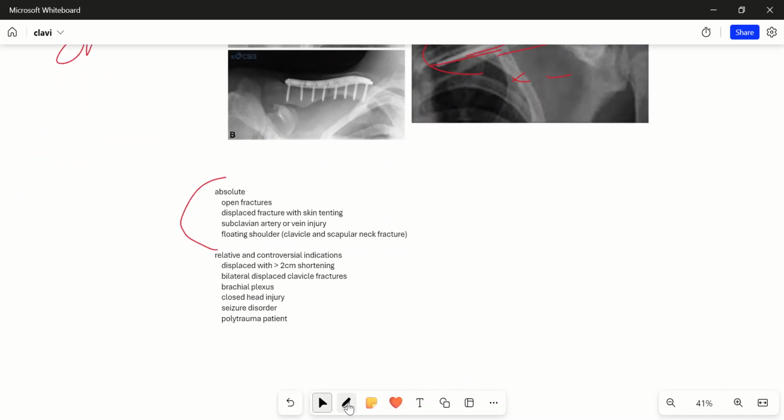First, if there is any open fracture, you have to do some debridement, clean the wound and fix. If there is a displaced fracture with skin tenting, if there is subclavian artery or vein injury, or if there is a floating shoulder, as we mentioned before. Here are some other relative indications, but nowadays there is a growing trend toward operative treatment for clavicular fracture for cosmetic reasons, as I mentioned before. I hope you get it. Thank you.